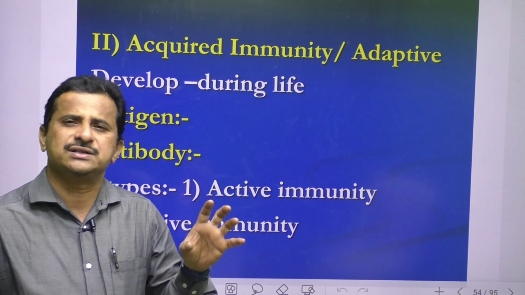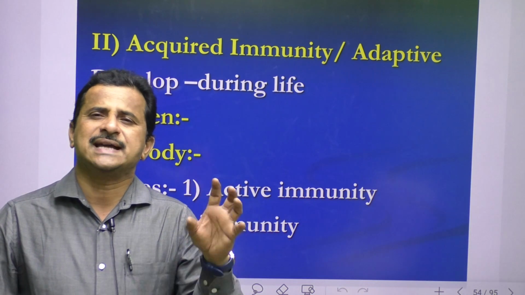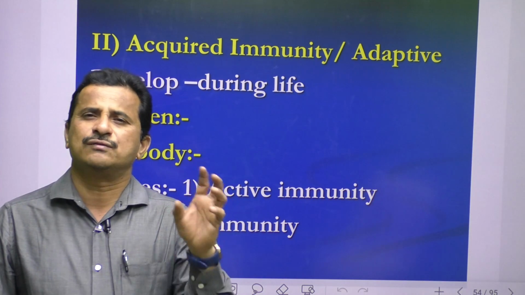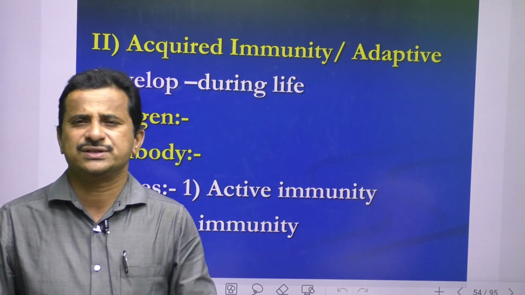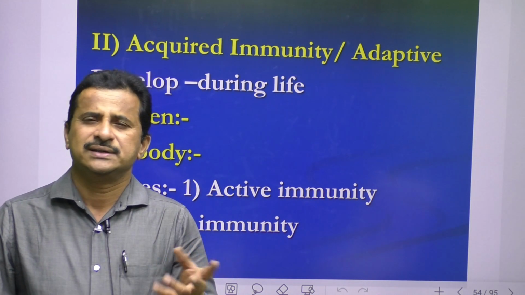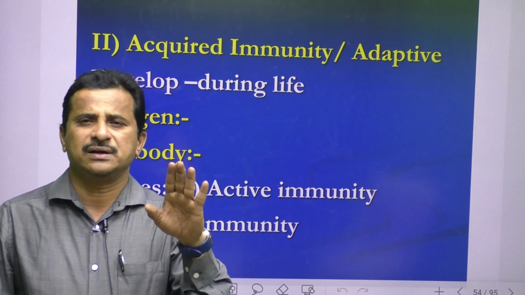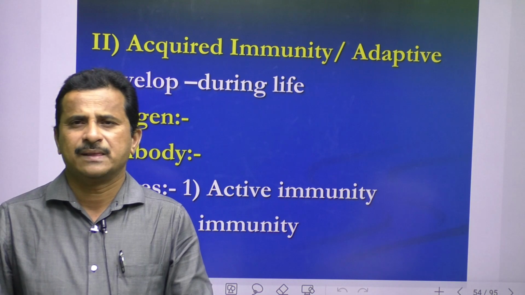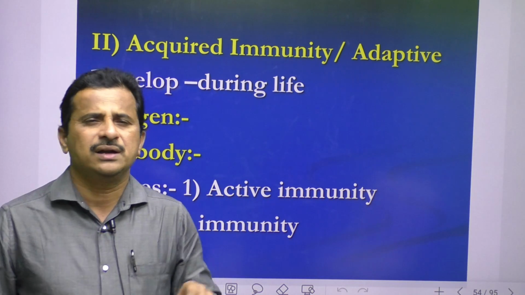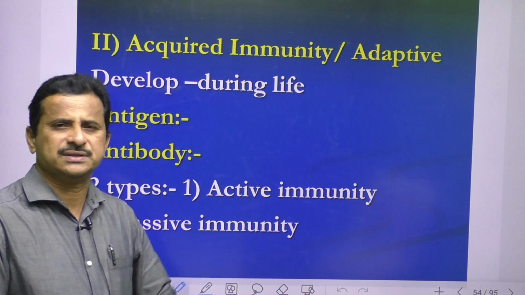Bacteria, viruses, microorganisms, chemicals, and toxins act like antigens. In response to these antigens, our immune system, the white blood cells, produce antibodies. These antibodies destroy, eliminate, or inactivate the antigens. This way we become free from that disease, and we develop resistance to that disease. So in acquired or adaptive immunity, antigens and antibodies are present.